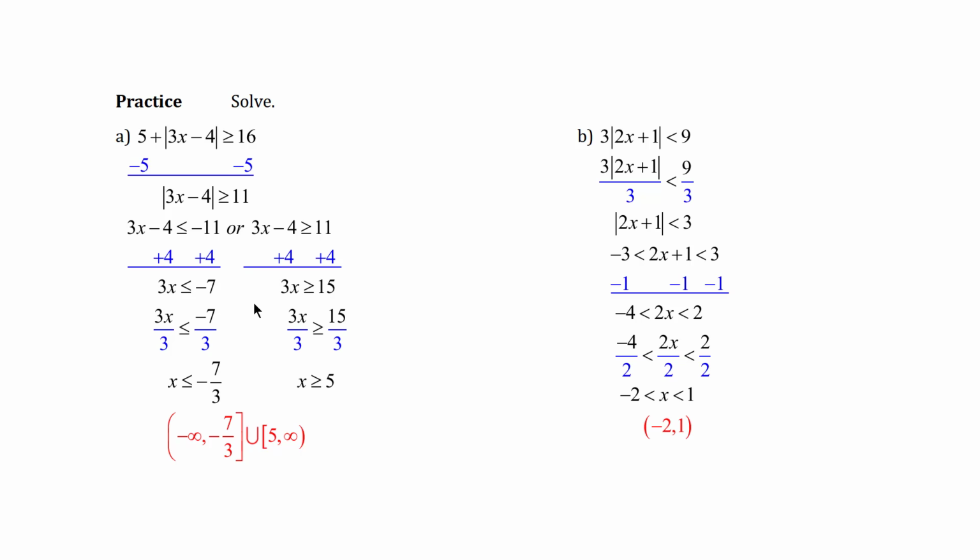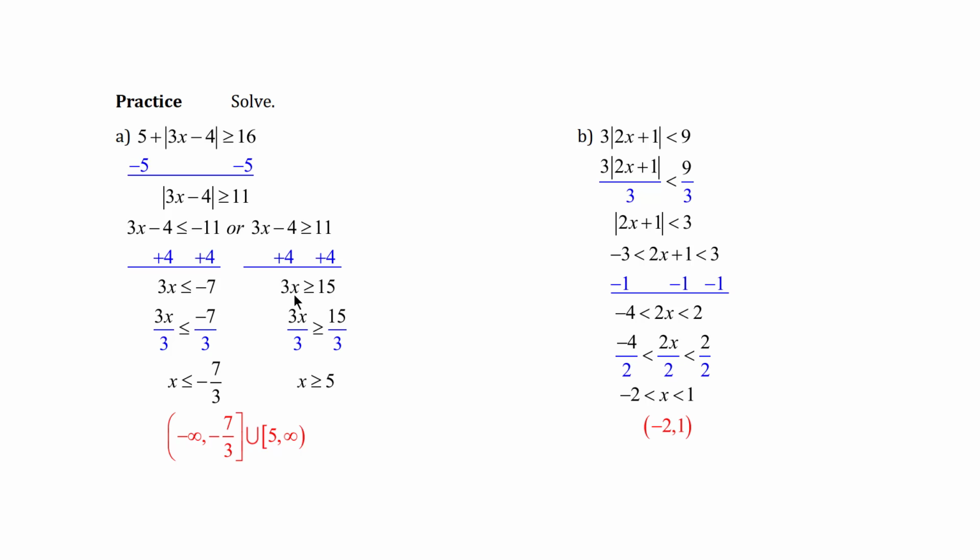Moving on to our second inequality, we get rid of the minus 4 by adding 4 to both sides. Simplifying the left-hand side, minus 4 and plus 4 cancels out, and then we bring down the 3x. On the right-hand side, 11 plus 4 is 15. We get 3x greater than or equal to 15.